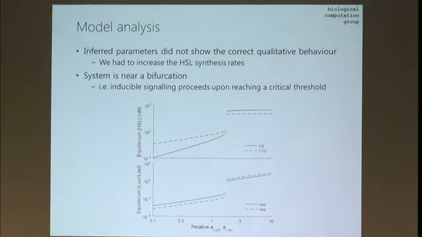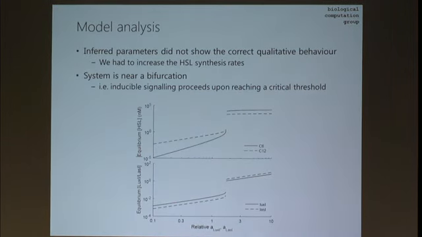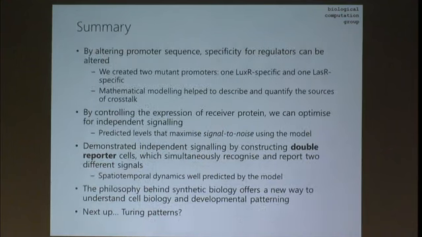The reason that happens is because we're really near a bifurcation point. As we vary these transcription rates along here, we go from having a very uninduced state to having an induced state. So that's an example of where the model can give us some insight into how the system was really behaving. So I'm going to end there, just summarizing.